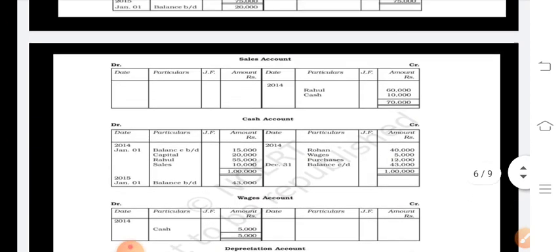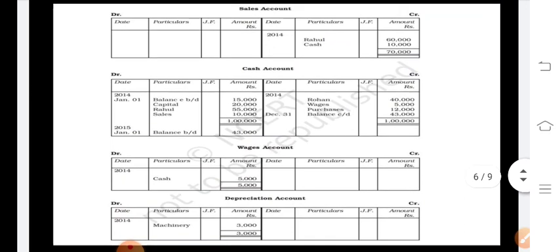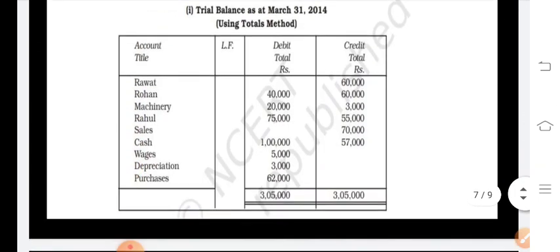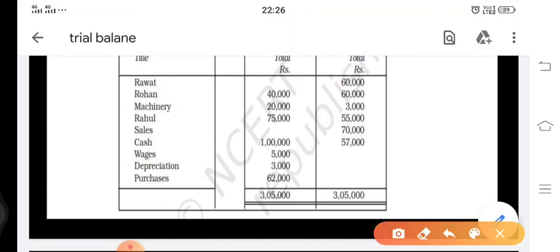Same way we'll go to the sales account, where there is a total of 70,000 at the credit side. On the debit side there is no total, which means the debit total should be equal to 0, that is nil. So we'll show for sales, credit side 70,000. Debit side, as you can see, they have not shown anything. You can either just put a dash or write 0 or leave it as it is.